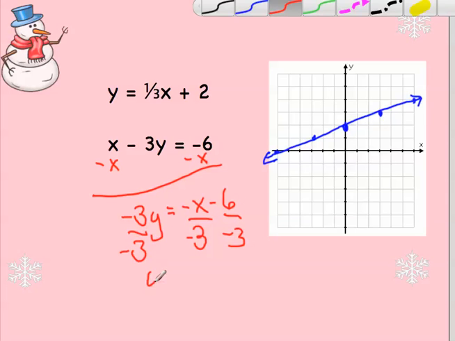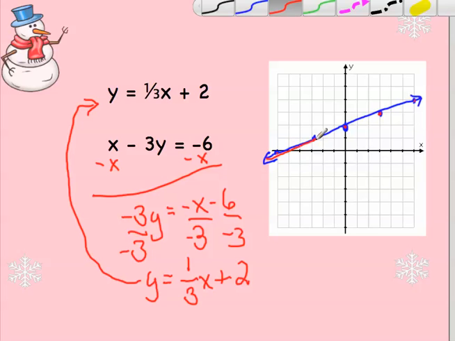So we find that our equation is y equals positive 1/3 x, because a negative divided by a negative is a positive, plus 2. Now, do you notice that this equation is exactly the same as the first equation? So when we graph this equation, it lies right on top of the other equation. That's why I did this in separate colors.